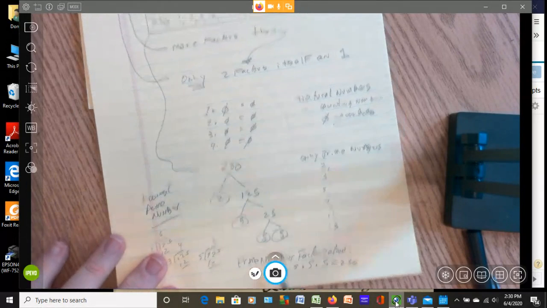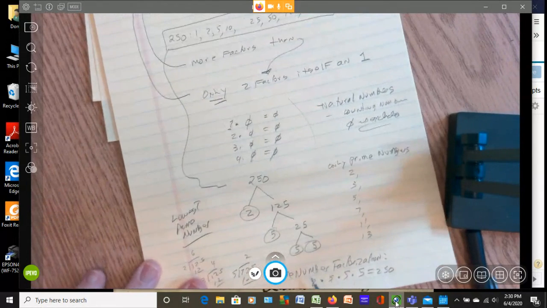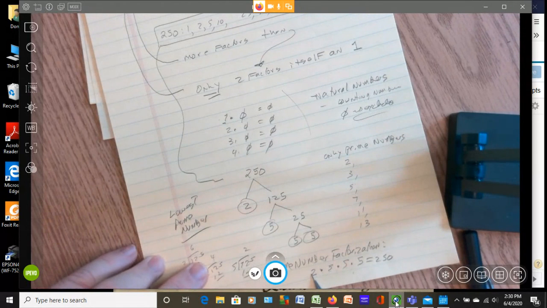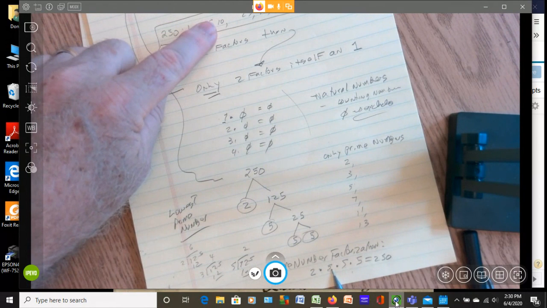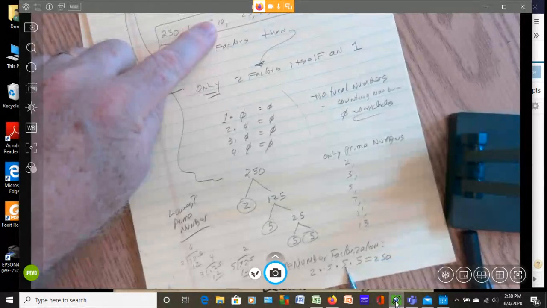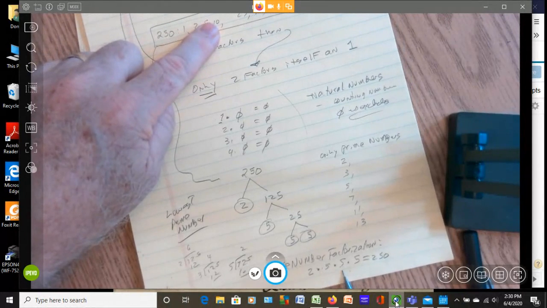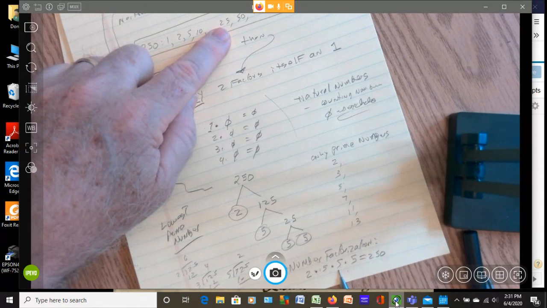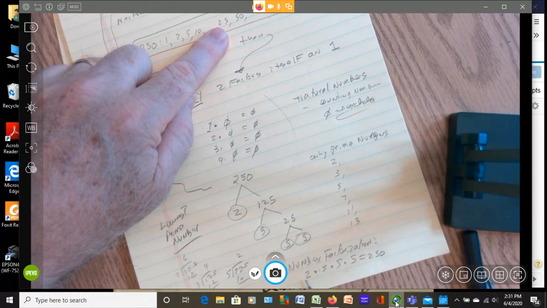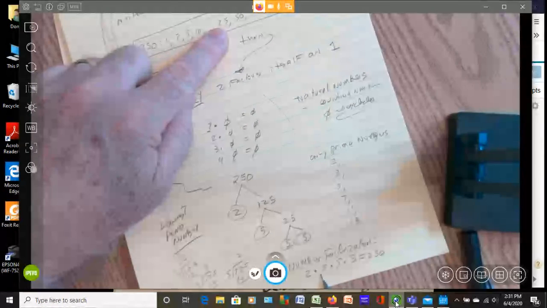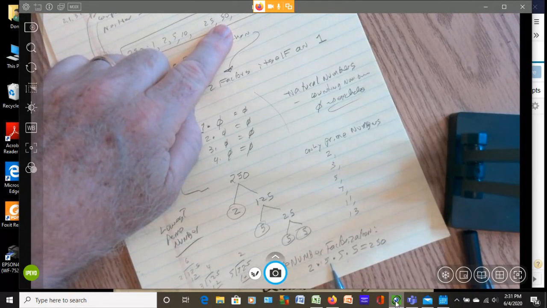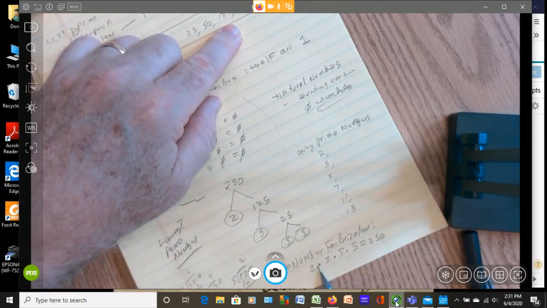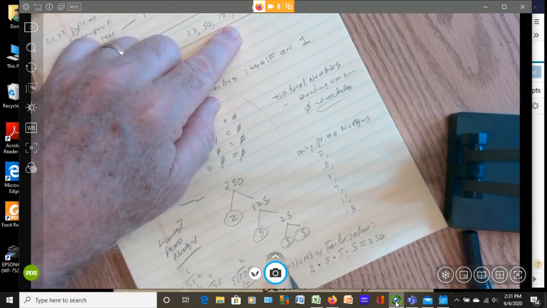Here's 2. Here's 5. 2 times 5 is 10. There's 10. 5 times 5 is 25. There's 25. Then 2 times 5 is 10 times 5 is 50. And how can we get 125 out of this? 5 times 5 is 25 times 5 is 125. And then 2 times all that is 250.